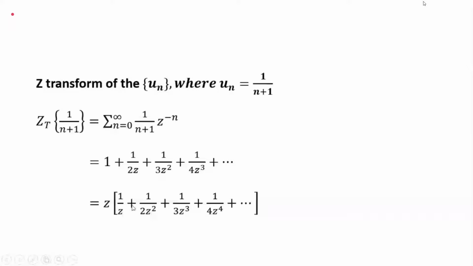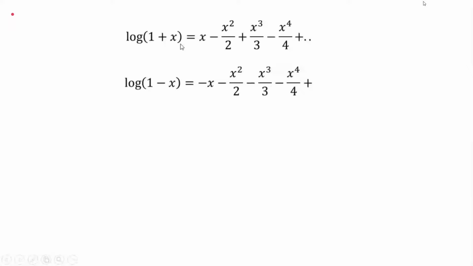And this series must be a familiar series to you. It is in terms of log. So how do I get it? We know that log of 1 plus x, if you apply the Maclaurin series expansion, is x minus x squared by 2 plus x cubed by 3 and so on. So let me replace x by minus x. Then all terms I will get as minus. So I will multiply by a minus, and all these terms will be plus.